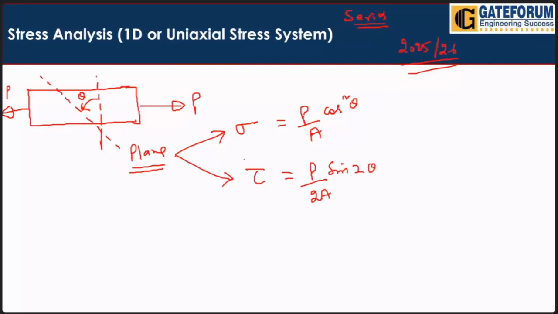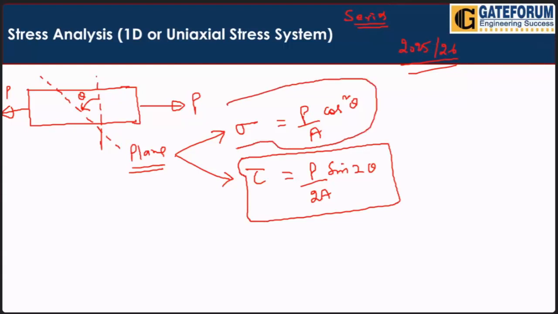So depending on the value of theta on the different planes, we have different normal stress values as well as different shear stress values. So please remember these two formulas, very important formulas for 1D. Only these two formulas in 1D. Very simple formulas: P by A cos square theta and P by 2A sin 2 theta.